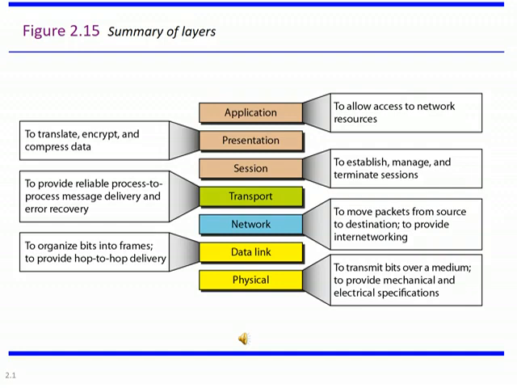And then you see another layer, the presentation layer. The presentation layer is to translate, encrypt and compress the data. Sometimes data are too much, so in this case we have to compress the data. For example, we are making a zip file, compressing the data. So the data need to be compressed.